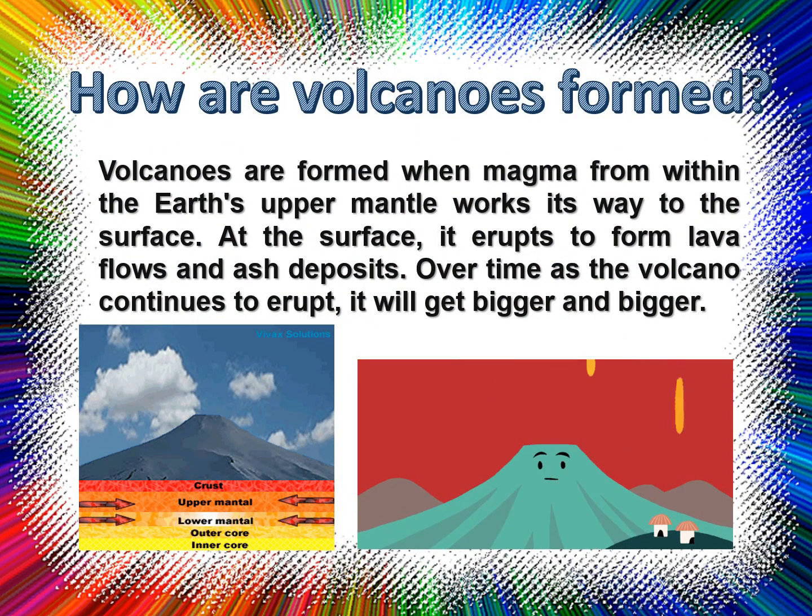How are volcanoes formed? Volcanoes are formed when magma from within the Earth's upper mantle works its way to the surface. At the surface, it erupts to form lava flows and ash deposits. Over time, as the volcano continues to erupt, it will get bigger and bigger.